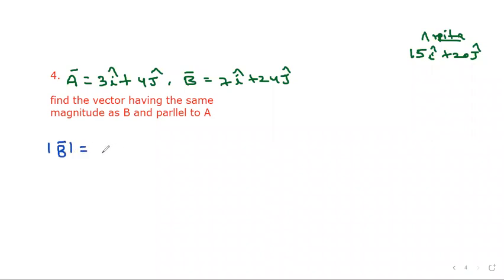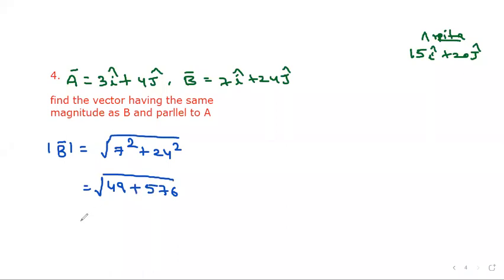The magnitude of vector B bar is the root of x component square plus y component square. In the last class only I explained how to calculate magnitude. So that is root over 7 square, which is 49, plus 24 square, which I think is 576. Total it will be root over 625, which is equal to 25. So the magnitude of B bar is 25, and parallel to A bar in the sense the final vector should have the direction along A bar. So you should know the direction of A bar. So what is the direction of A bar?